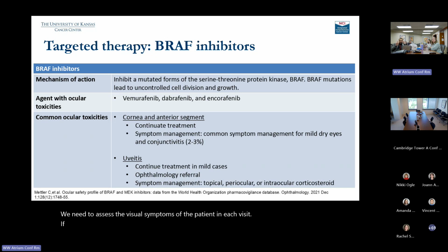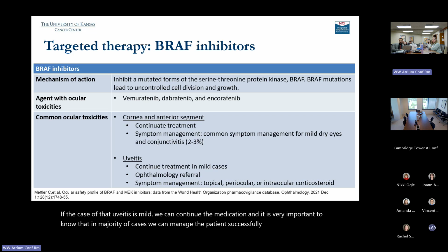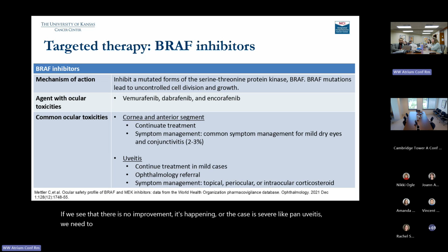If the case of uveitis is mild, we can continue the medication. It is very important to know that in the majority of cases, we can manage the patient successfully with a steroid. But if the patient lets us know that clinical symptoms are happening, we need to evaluate the patient promptly. We cannot wait for the next visit. In many cases, we need to refer to an ophthalmologist as well. If no improvement happens, or the case is severe, like panuveitis, we need to discontinue the medication for sure.